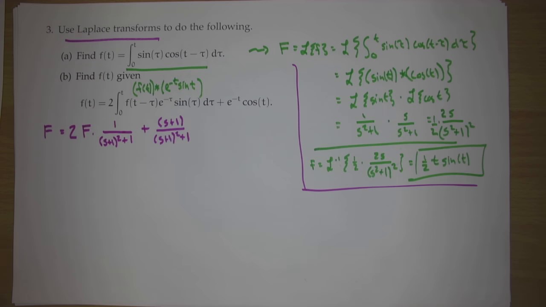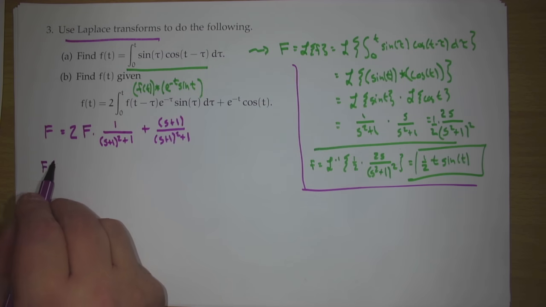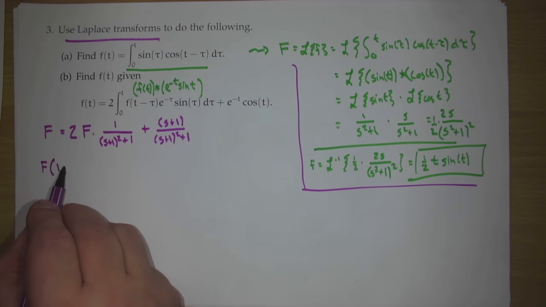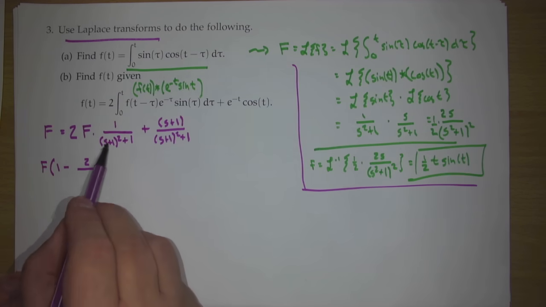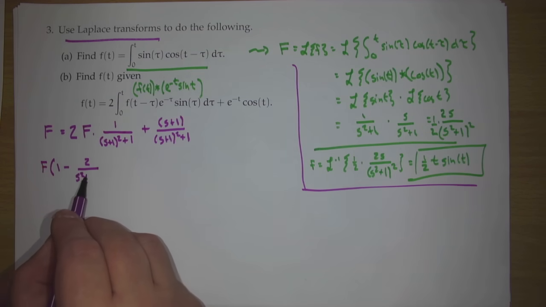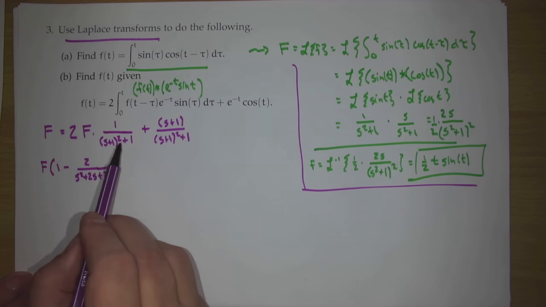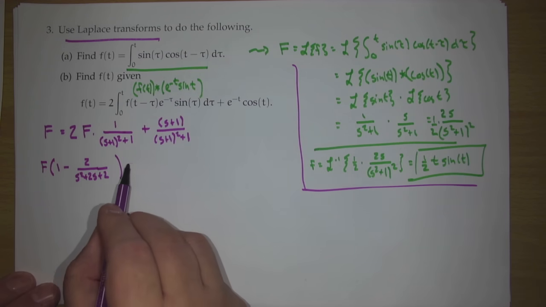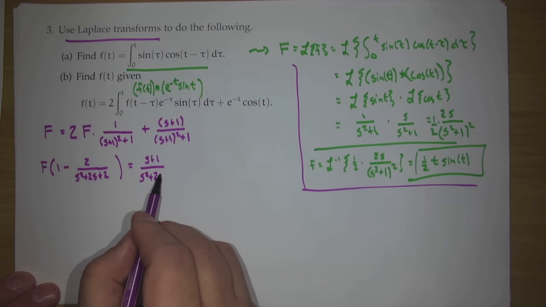Well, yeah, we're trying to find f of t, so now we should try to find capital F. So, okay, what do we have? We have capital F, then minus 2 over, and if you multiply this out, that's s squared plus 2s plus 2. Yes, s squared plus 2s plus 2 equals s plus 1 over s squared plus 2s plus 2.